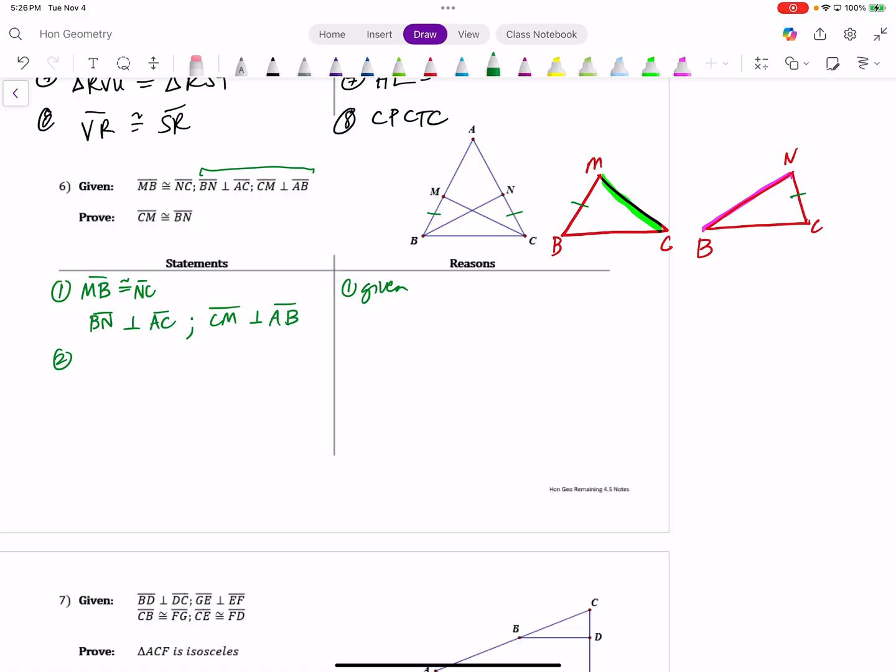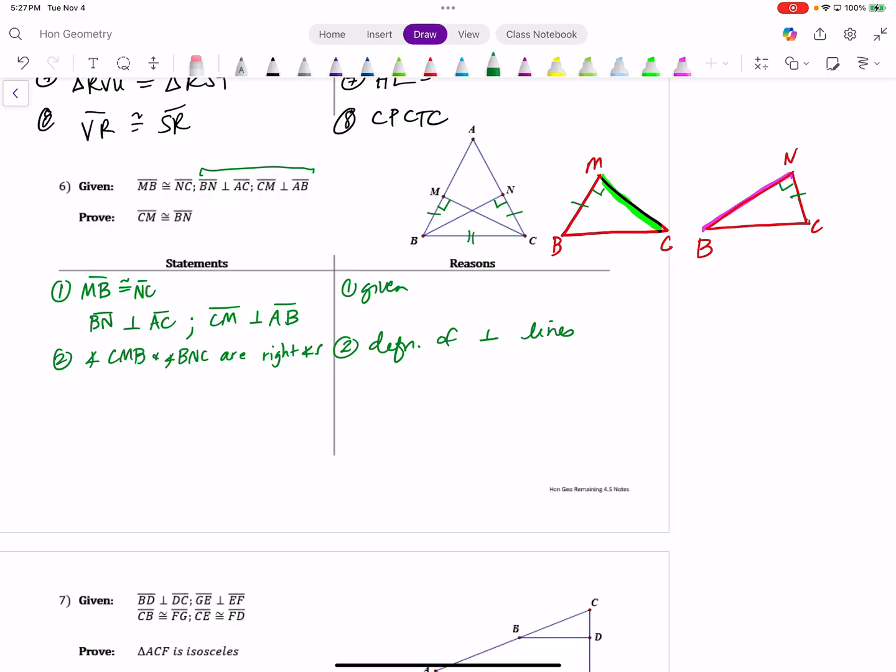Now what I know, BN being perpendicular to AC means that's a right angle. And CM being perpendicular to AB means this is a right angle. So I can say that angles CMB and BNC are right angles, because that is the definition of perpendicular lines. Perpendicular lines are lines that form right angles when they intersect. Okay?